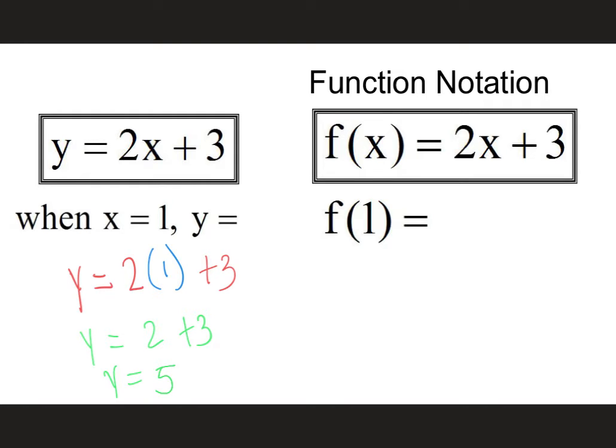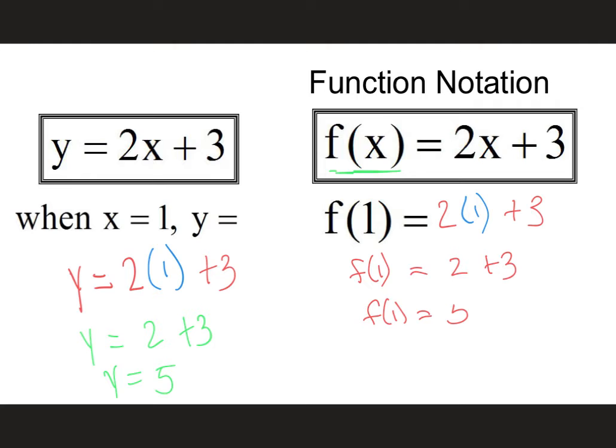I could do the same thing without telling you what x equals, just written into the actual problem. So if I'm using function notation, instead of having y, I'm going to have f of x. And then if I tell you f of 1, meaning instead of having the letter x in parentheses, I have the number 1, that's telling me that I'm going to take my equation and everywhere I see the letter x, I'm going to replace it with the number 1. And then I would solve for f of 1. So f of 1 would equal 2 times 1 is 2 plus 3. So f of 1 equals 5.